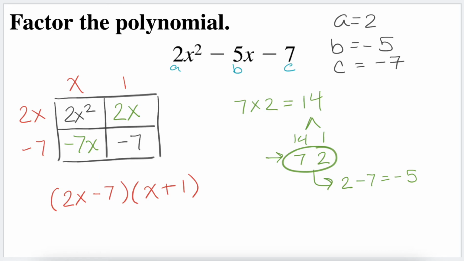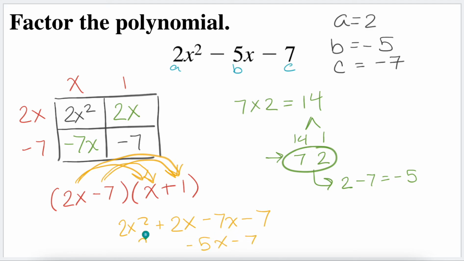So if I double check this, let's do that in yellow. We have 2x times x, that'll give us 2x squared. 2x times 1 will give us 2x. And then start with the second one. So -7 times x will give us -7x. And -7 times +1 will give us -7. And then we can combine the middle two terms to give us positive 2x minus 7x. I'm just double checking that I did this right because I did not do these beforehand.